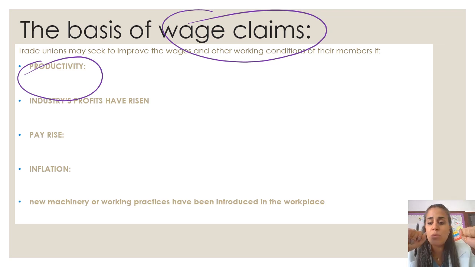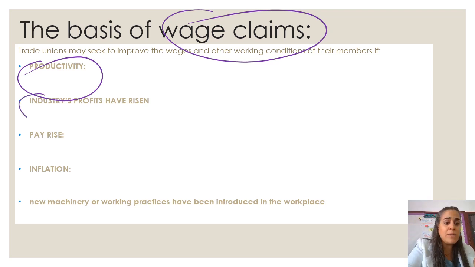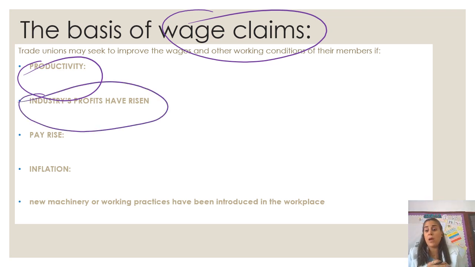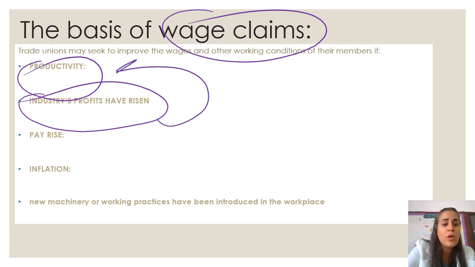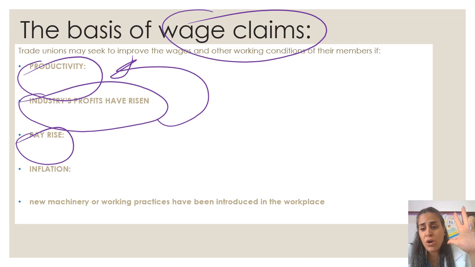Then the second reason why I would be asking for a higher wage or a higher salary, it is because the industry's profits are becoming more. So another argument is that the industry whose profits have risen can afford to pay higher wages to its workers. And this argument may be linked to the first one, as the workers are likely to have contributed to the higher profits.